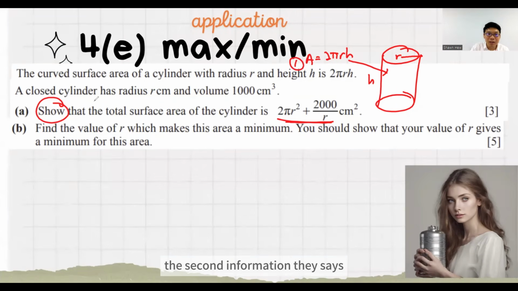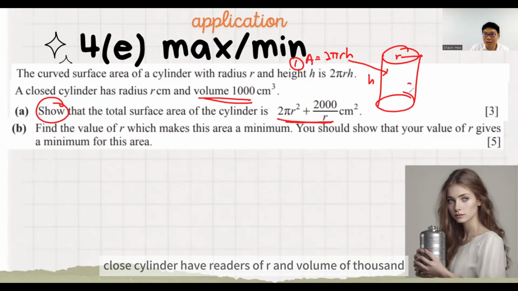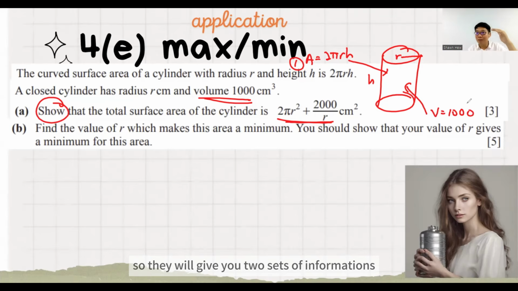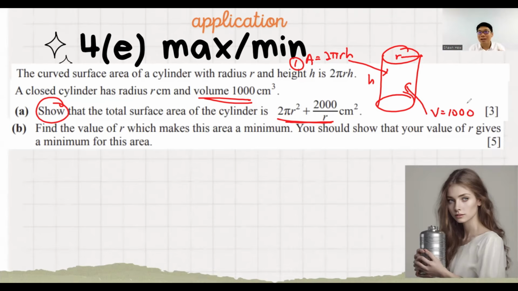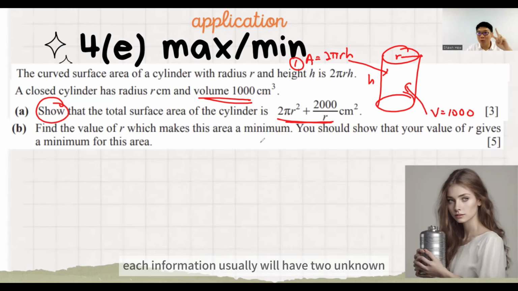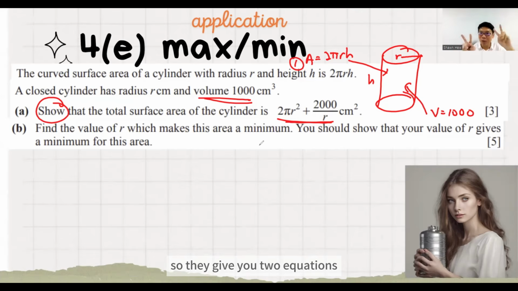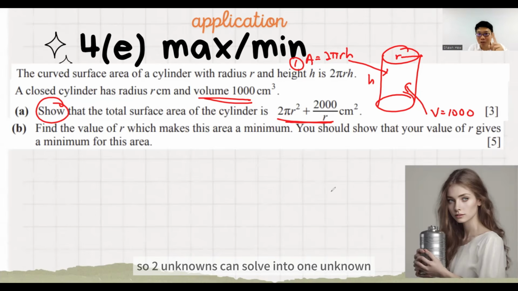The second information, they say a closed cylinder has radius of r and volume of 1000. So they also give you the volume is 1000. So they will give you 2 sets of information. Why? Because each information usually will have 2 unknowns. So they give you 2 equations, so 2 unknowns can be solved into 1 unknown. Can you see at last they ask you to write everything in r without h. So how can we remove the h? By using the relationship of these 2 pieces of information given.